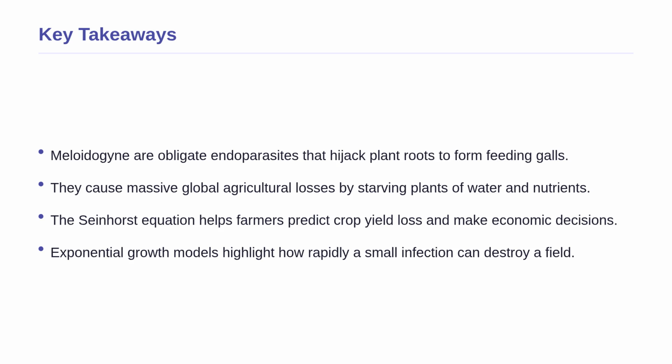We have covered a lot of ground today, so let us review the most important ideas. First, we learned that Meloidogyne, or root-knot nematodes, are obligate endoparasites that hijack plant roots, forcing them to create specialized feeding sites called galls. Second, we saw how this biological hijacking starves the rest of the plant, leading to massive agricultural yield losses worldwide. Third, we explored how mathematical tools, like the Seinhorst equation, allow us to predict these losses and make informed, economical farming decisions.